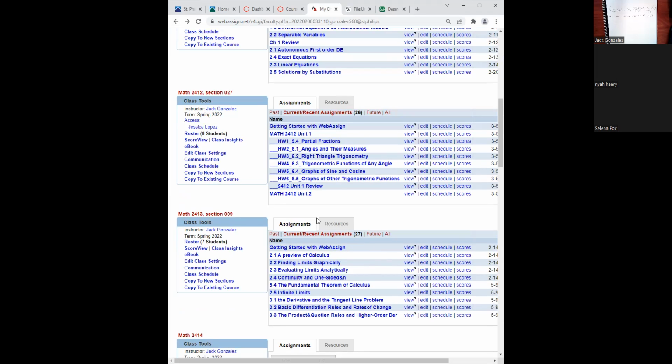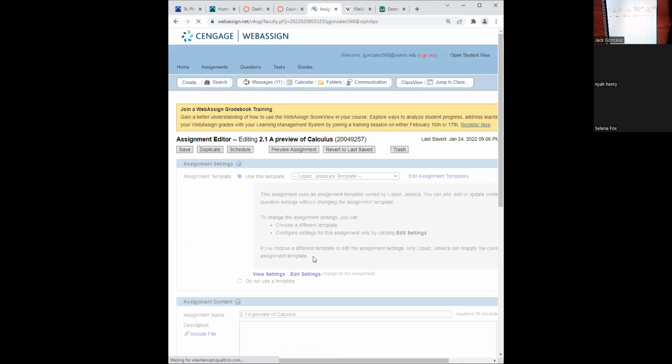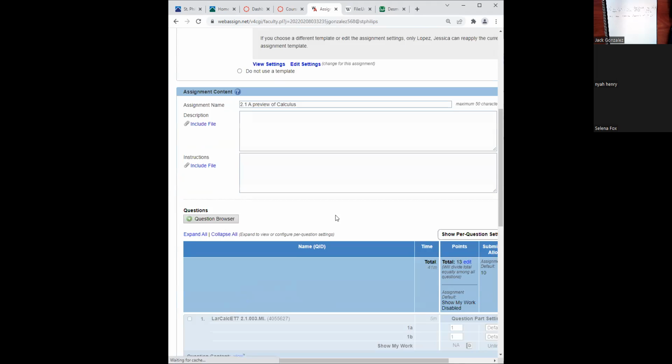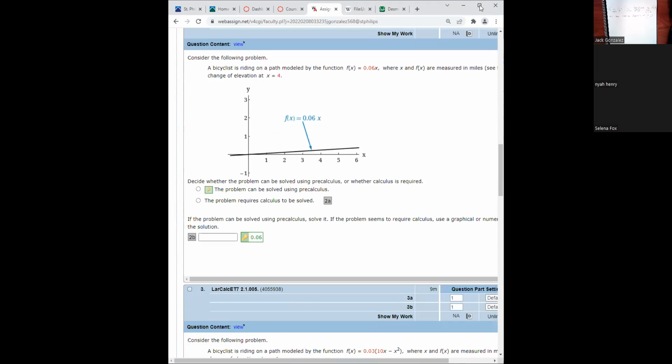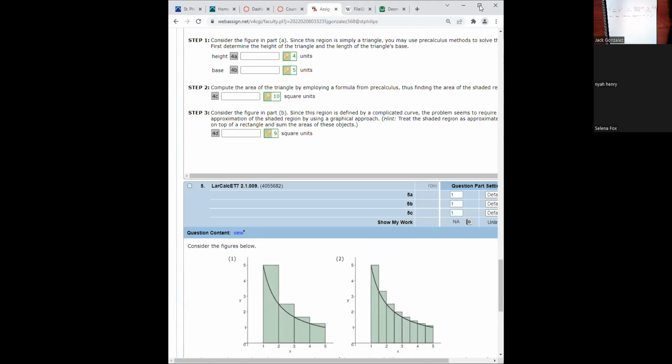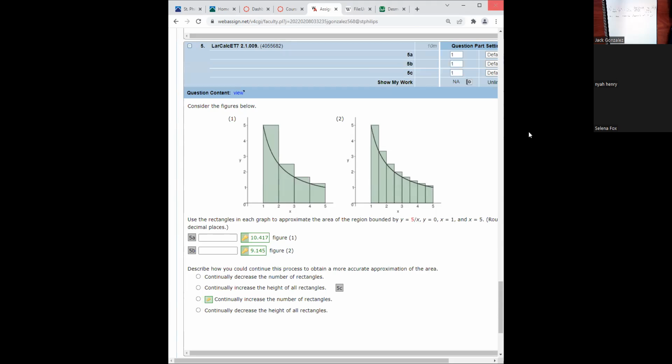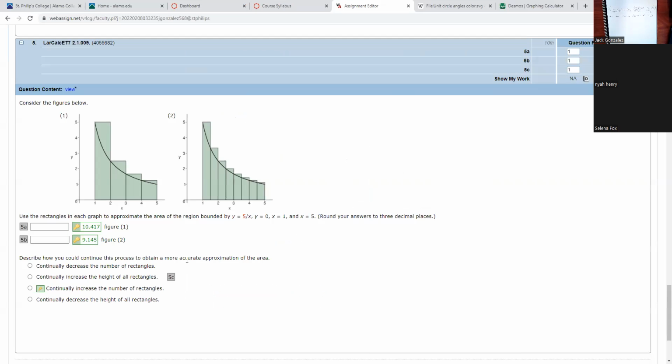That's from 2.1. Use the rectangles in each graph to approximate.